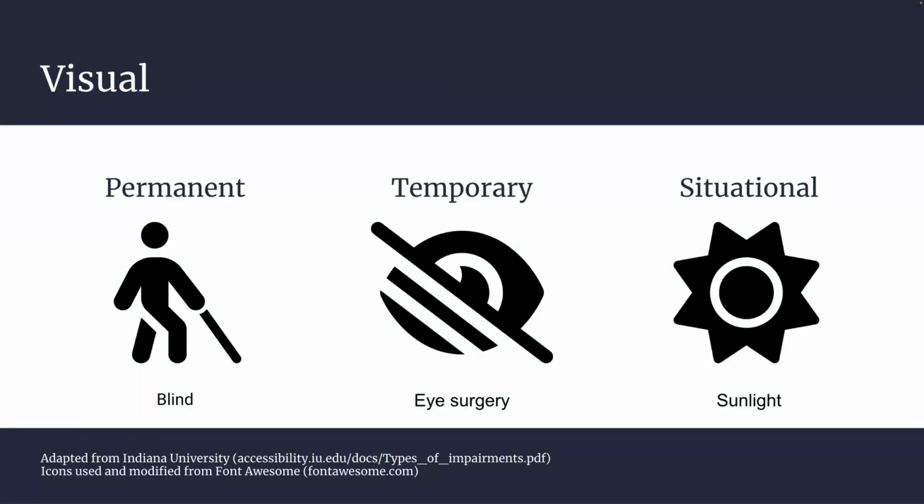How about situational? Well, have you ever tried to look at your phone on a bright sunny day and been unable to read what's on the screen because of the glare? This is what we call a situational disability or impairment. The bright sunlight is creating a condition that's affecting your ability to see clearly, and so you have a situational visual impairment.